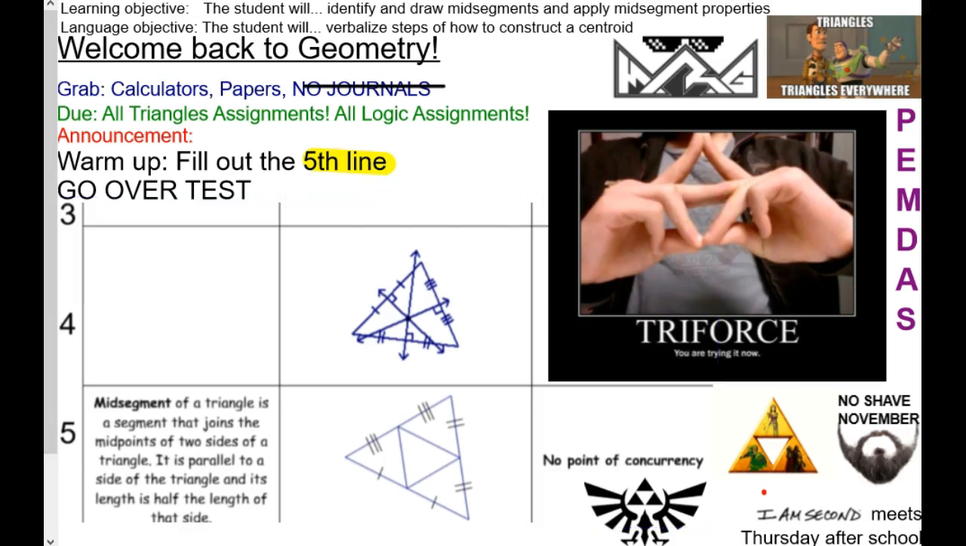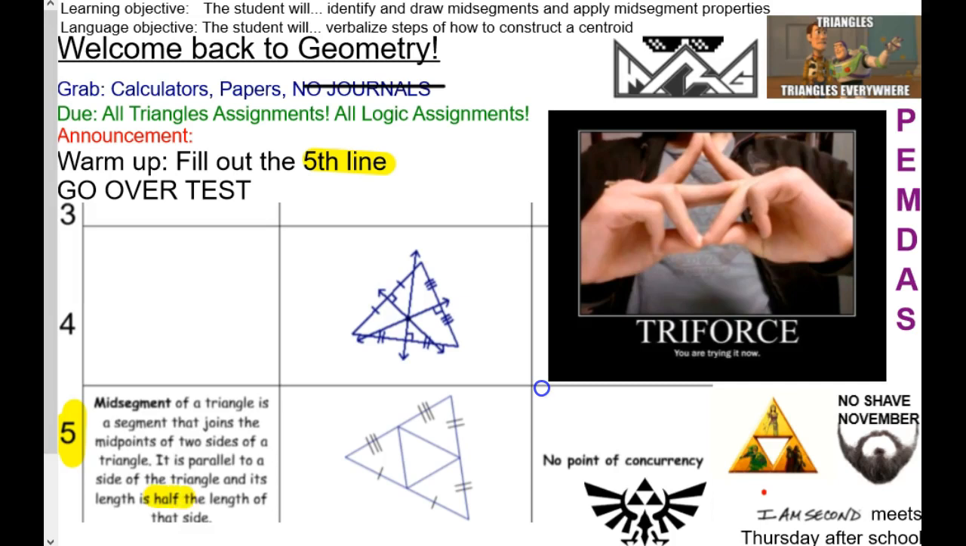But today, on the notes sheet that you're filling in, the 5th line, not the 3rd line, not the 2nd, not the 4th, but the 5th section, you should have written down mid-segment. A mid-segment of a triangle is a segment that joins the midpoints of two sides of a triangle. It is parallel to a side of the triangle, and its length is half the length of that side. That's important. We're going to talk about that in a second.